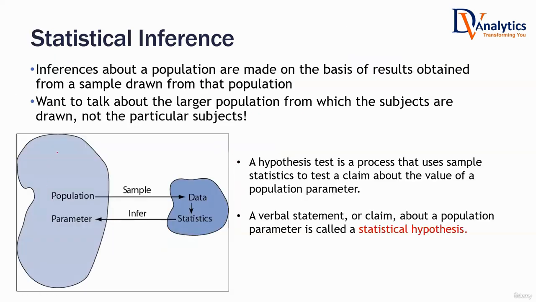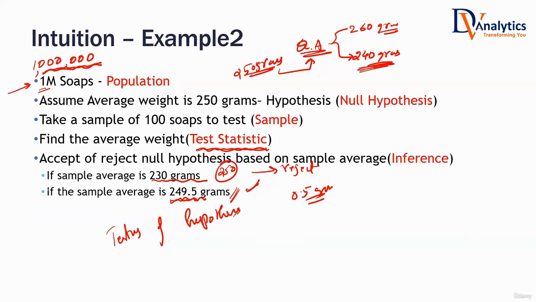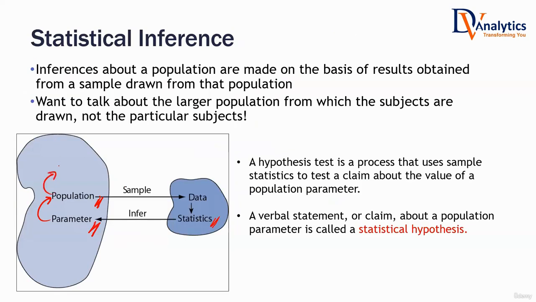Here, overall data is known as population. Whatever number that you calculate on the population is known as parameter. If you take a sample data, whatever you calculate on it is known as sample statistic. If you go back to the soaps example, what is the population size? 1 million soaps is the population. What is the parameter? Average weight of all 1 million soaps, 250 grams, is the parameter.